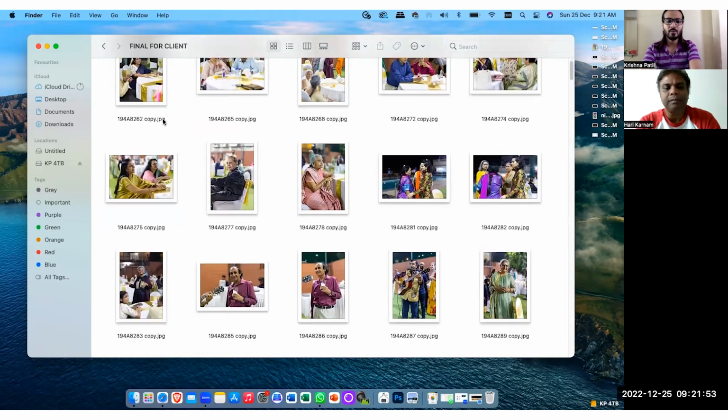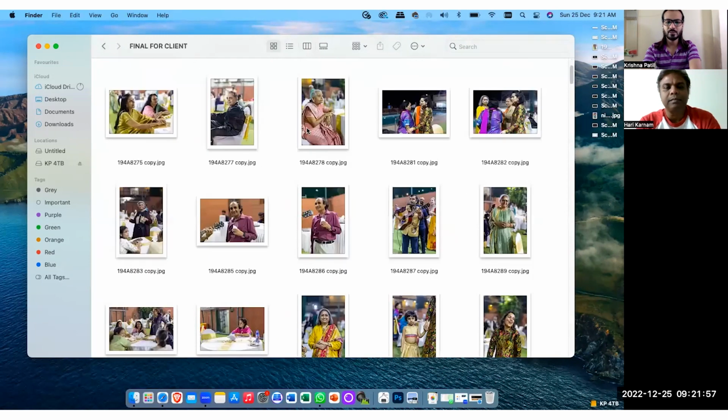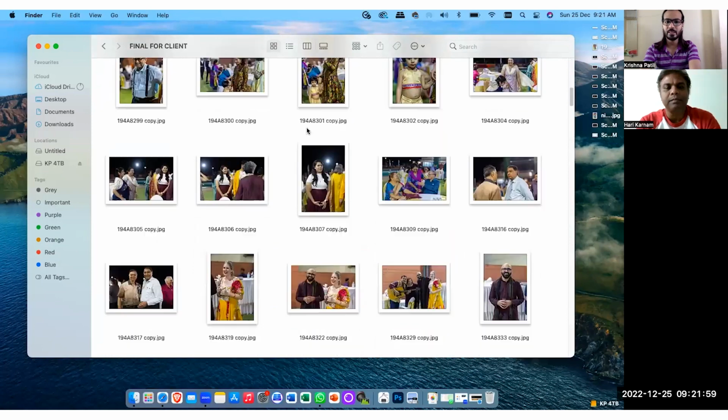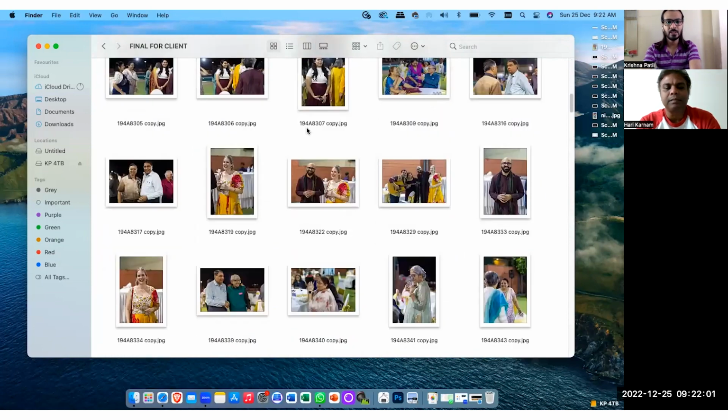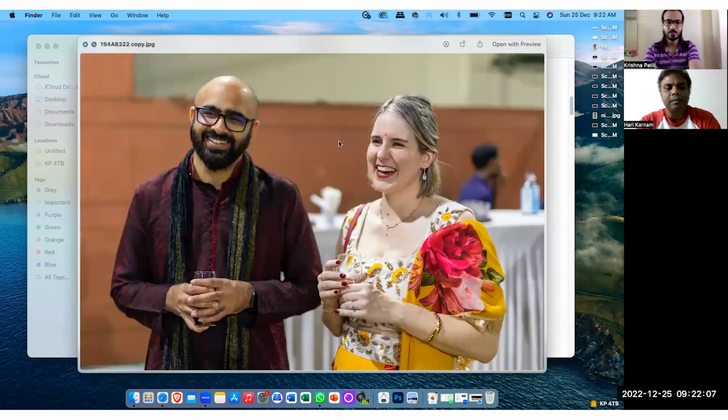Okay. So when I gave the final handover to the client, we selected 200 images out of those 600 images. 200 images we shot and we gave to the client. So this is one portrait using the 50 mm 1.4.